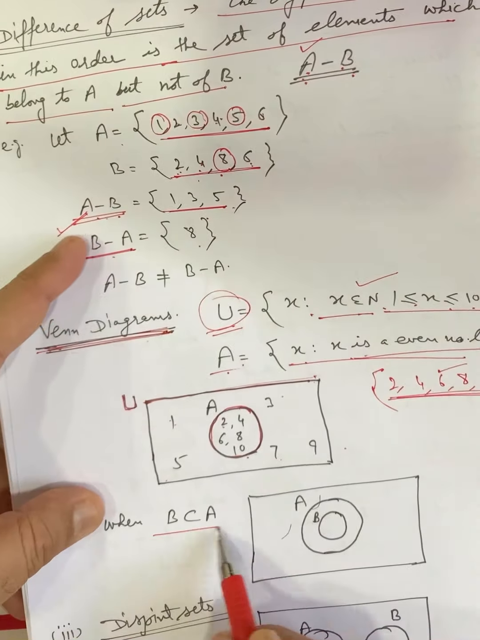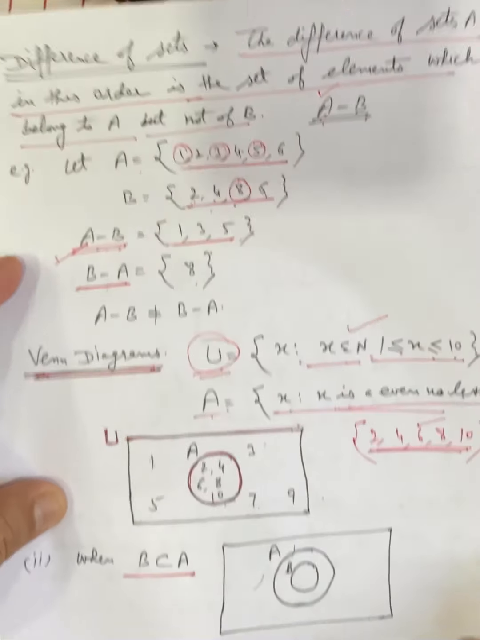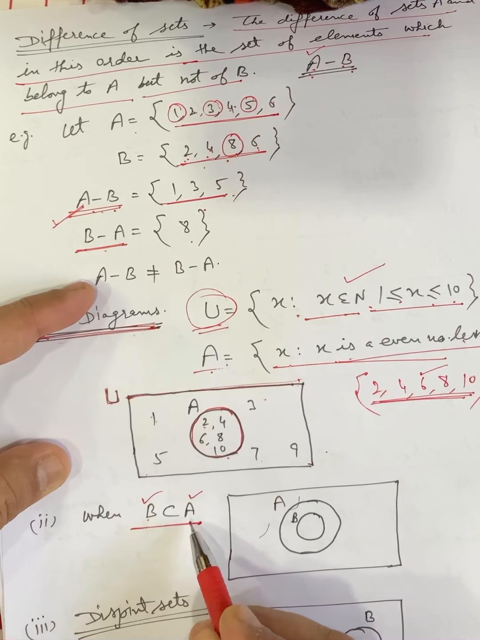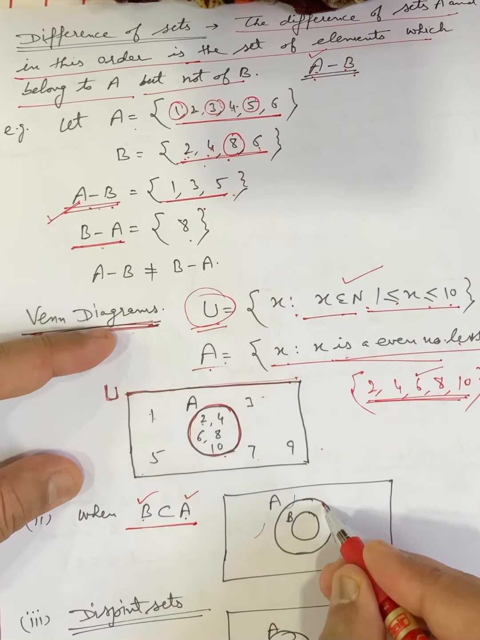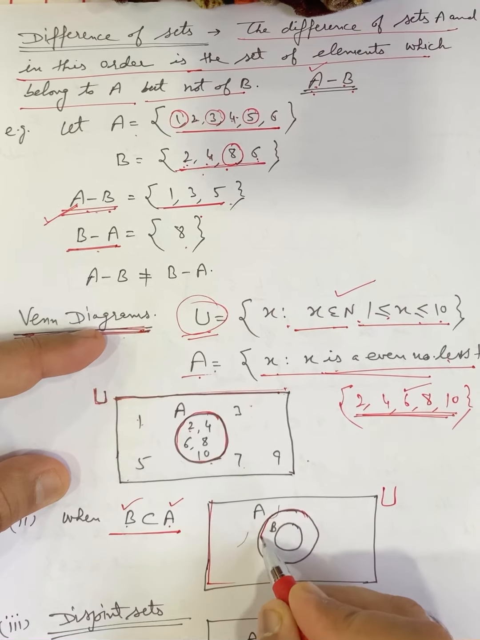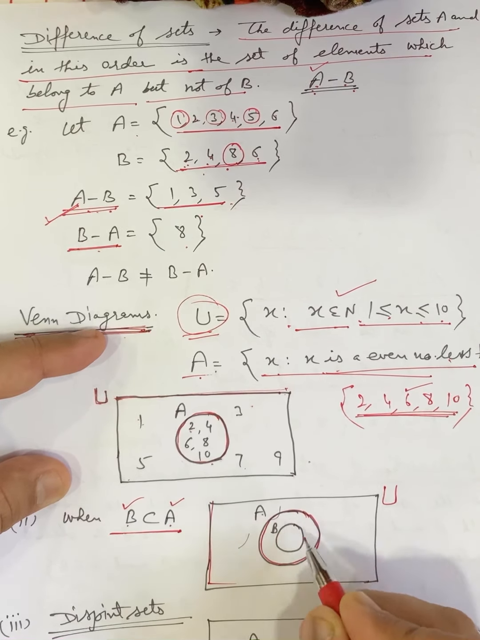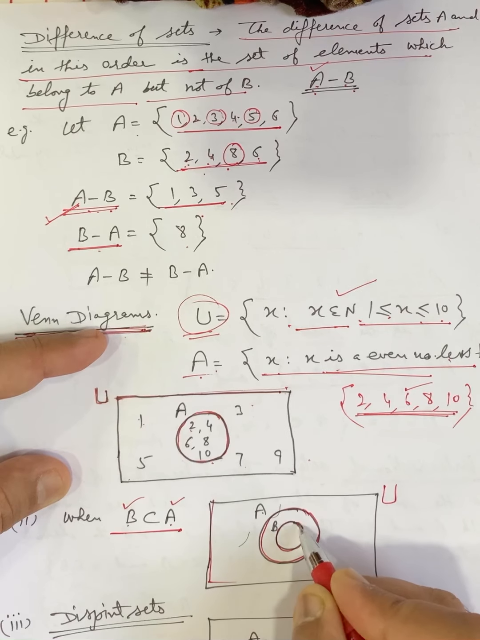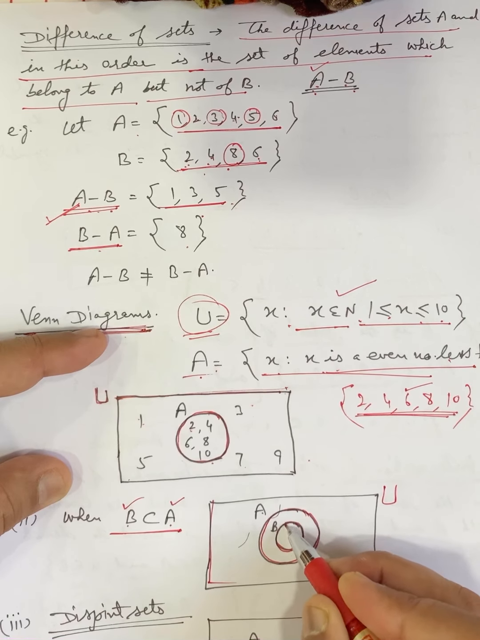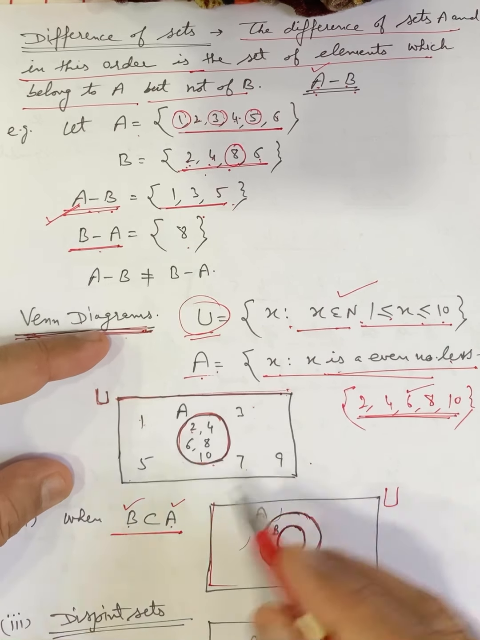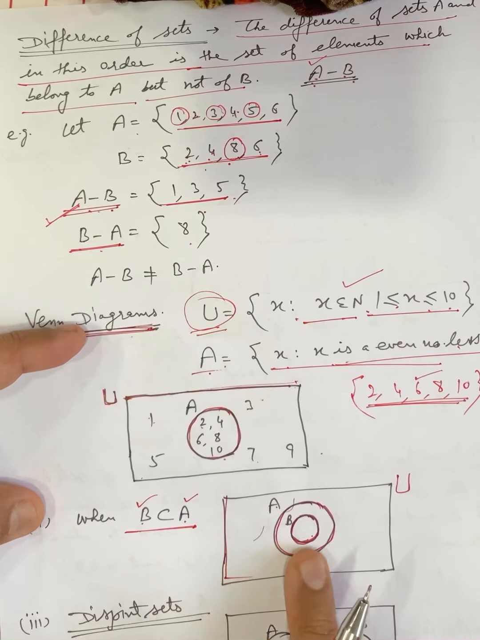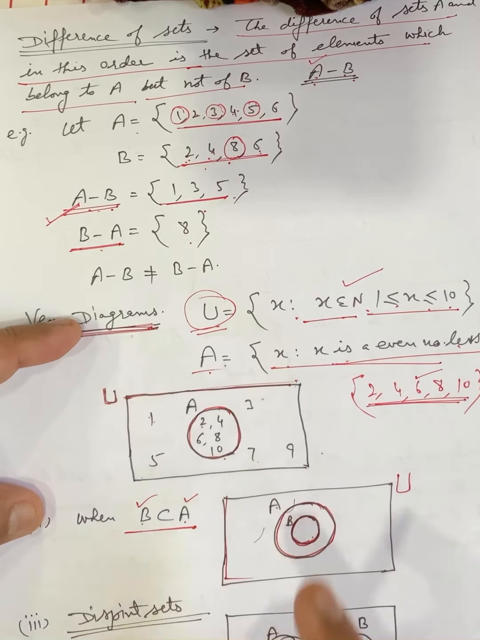If B is the subset of A, then how do we represent this in the Venn diagram? If B is the subset of A, it means all the elements of B belong to A. So we write this is the universal set. This larger circle will be the bigger set, that will be A. B is the subset, so it will be inside A. So here we represent B inside A. So that is the Venn diagram for when one is the subset of the other. Smaller is the subset of the larger.